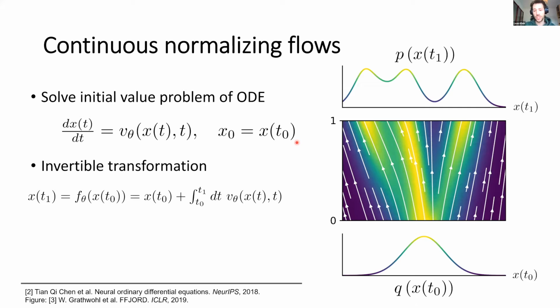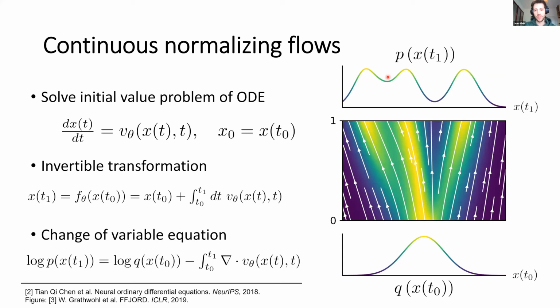What's now important is that we are also able to evaluate the probability here. This can be done with the change of variable equation. As you can see here, the log probability is given by the probability of the prior sample, which is easy to evaluate, and then we have this term here, another integral, which is the divergence of our vector field. Of course, to evaluate this integral, we need to know this integration path. So what one does in practice is integrate both of these together.